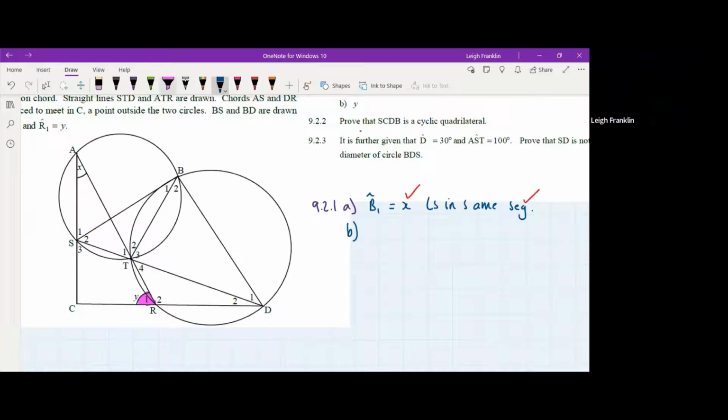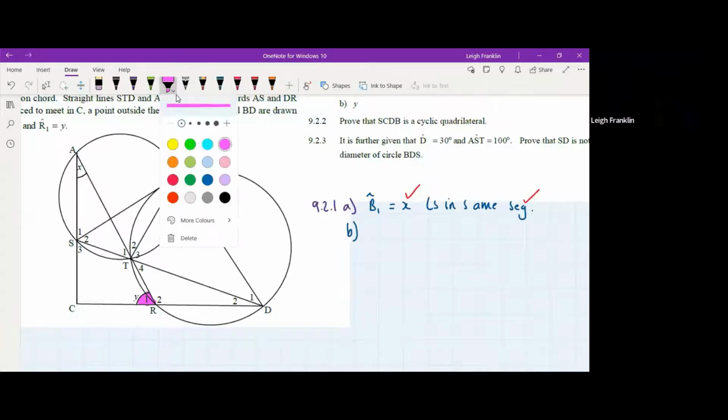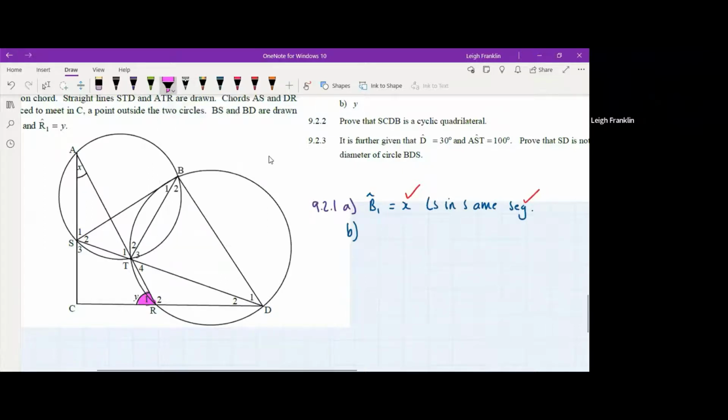Not exactly. That's fine, Aisha. That's why we're here. It's not an easy thing to see at all. Now, this is where your highlighter is your best friend in geometry. So this is what Nobuhle has spotted. She's looking at the big circle.